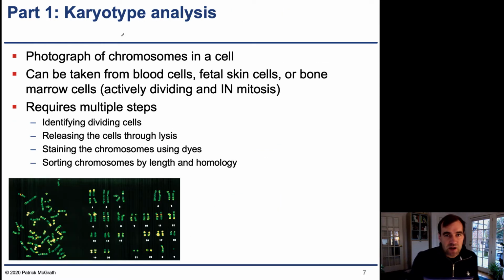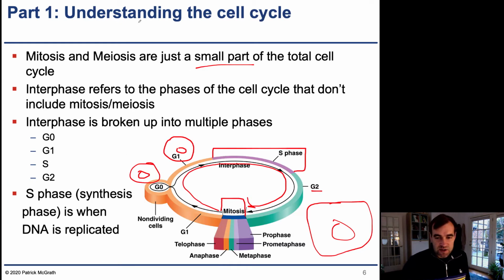So karyotype analysis. A karyotype is a photograph of chromosomes in a cell. So they're typically taken from a blood cell, a fetal skin cell, or a bone marrow cell. So these are cells that are actively dividing and in mitosis. So one of the things about a karyotype is that you cannot take a karyotype of a cell that's in S phase or any sort of interphase. You have to actually identify a cell that is in meiosis or mitosis in order to perform a karyotype.